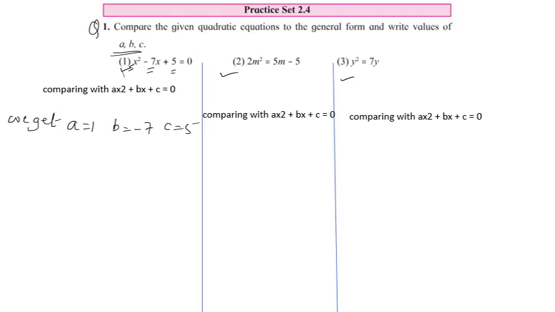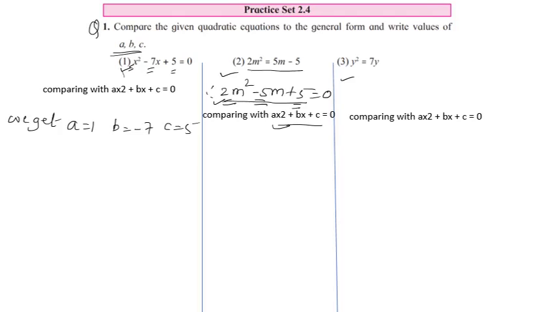Now in the second example, first we have to write this quadratic equation. First we have to write this given equation in the general form. What is the general form? 2m square minus 5m plus 5 equal to 0. Now this is the general form. Now compare this equation with the standard form. After comparing this given equation with the standard form, we get A, B, and C.